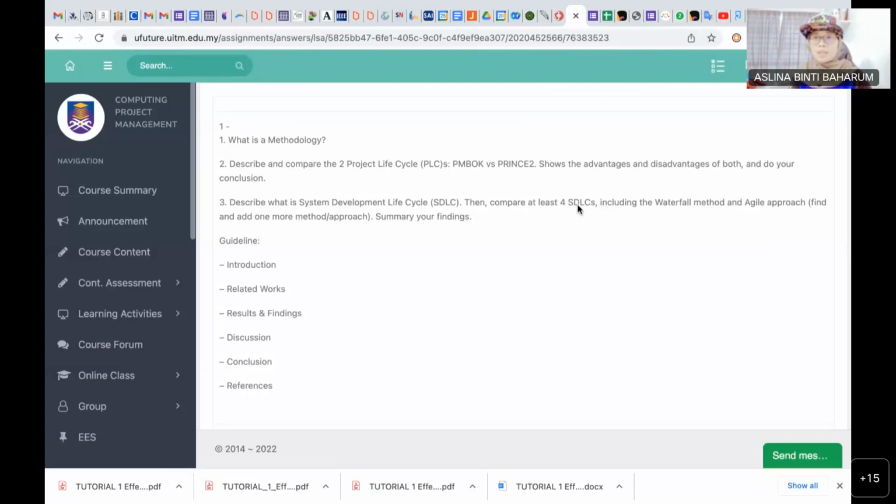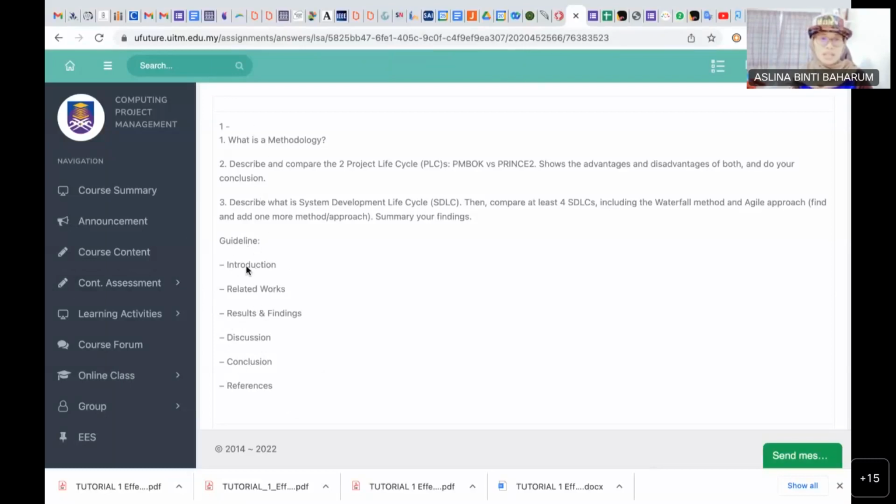Okay, but you need to add another 2. I should correct myself: actually it's 2, because just now I said 3, but I add more to make 4. So in addition to the waterfall and agile that you already have in the lecture note, I want you to add another 2 SDLC that you can find on the internet. Okay, this is good. Later on, when you do FYP, you can already identify what is the best SDLC to be applied in your FYP project. Okay, so summarize your findings. All these 3 questions, you can do with only one answer. Okay, so this is the guideline for all the 3 questions.